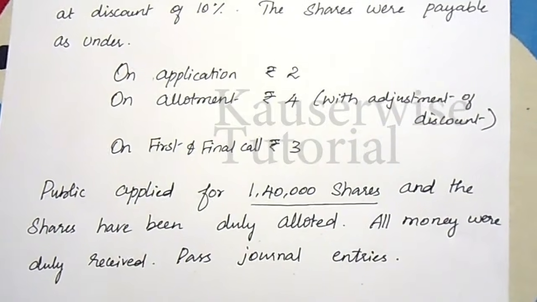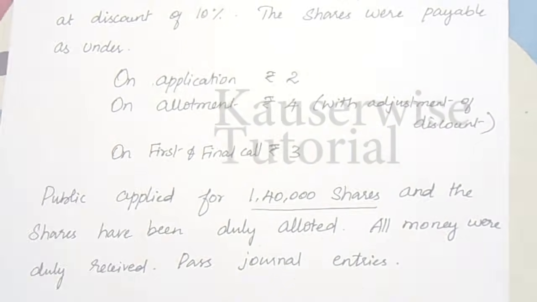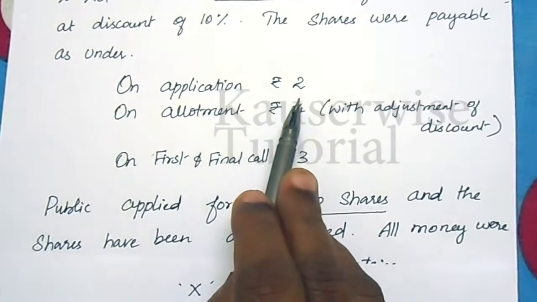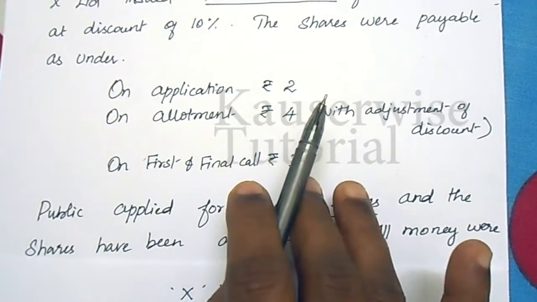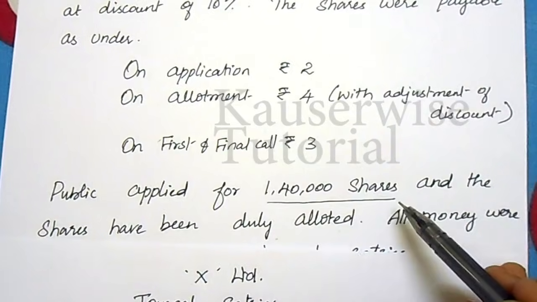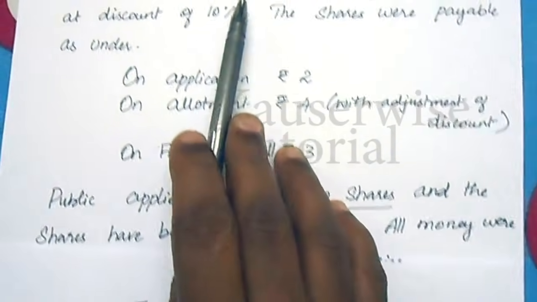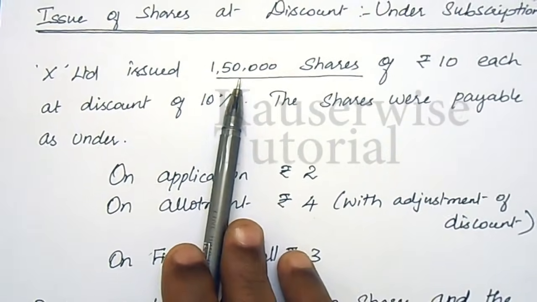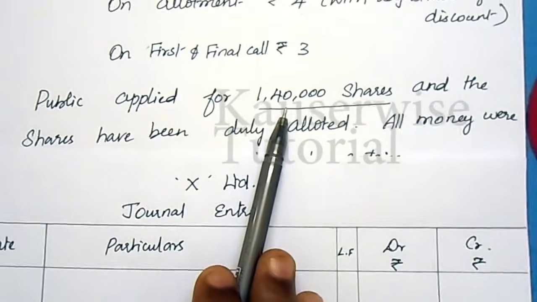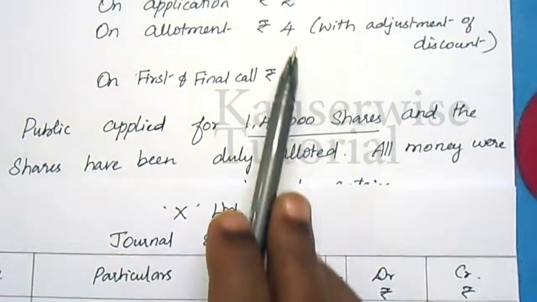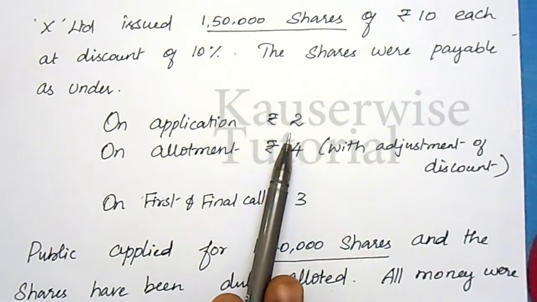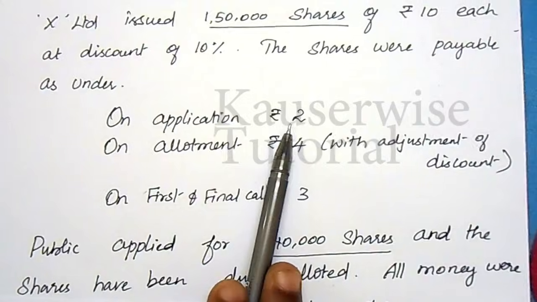Now let us see the journal entry for each and every transaction. First you have to make entry for application money received. When you make entry, just see how many applications were applied by the public. The company offered 1,50,000 but it cannot take 1,50,000, because the public applied for only 1,40,000 shares. Each share price on application is 2 rupees.